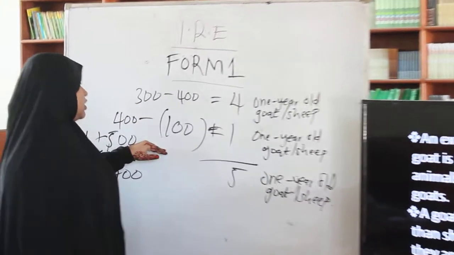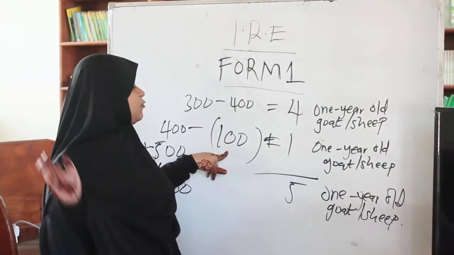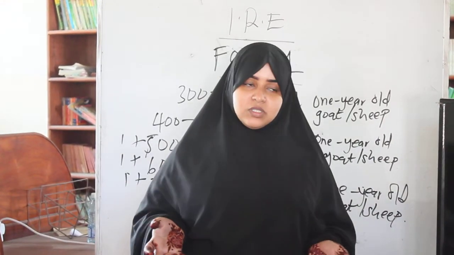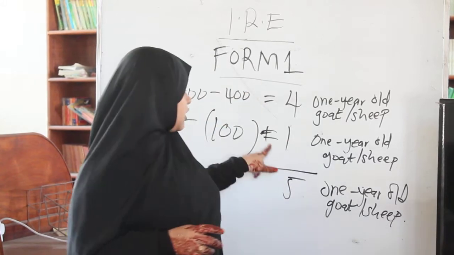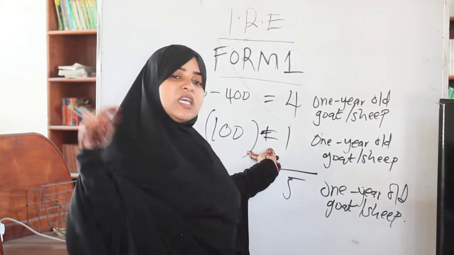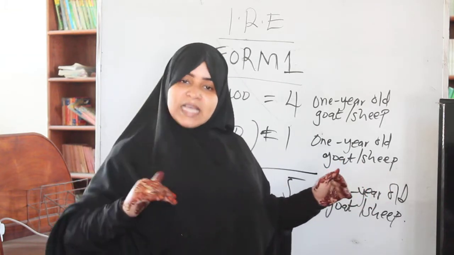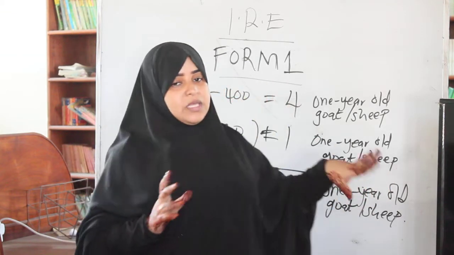So it goes on. If you have an extra 100, but if you have, assume, 550 animals, then you just take the 500, because it should be a full extra 100. If it's less than that, then it should be the same.